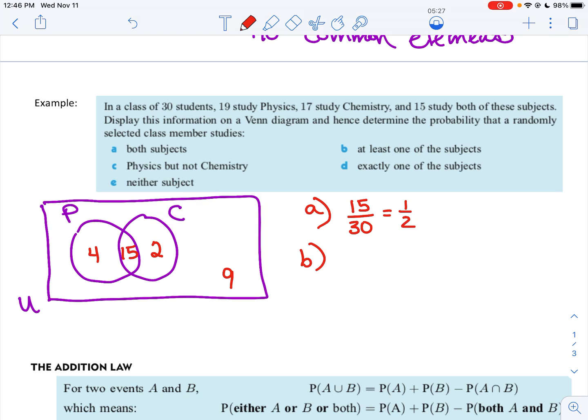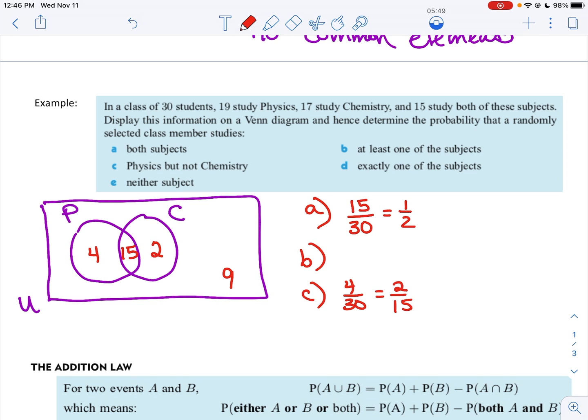Studies physics but not chemistry. Well, a question I have for you is how many, oops, sorry, I'm on C, well, let's go down there. Study physics but not chemistry. So how many are in physics but not chemistry? Well, that's 4. So that reduces to 2 out of 15.